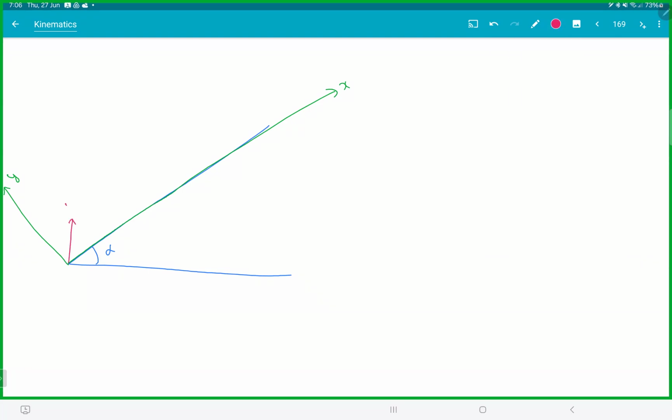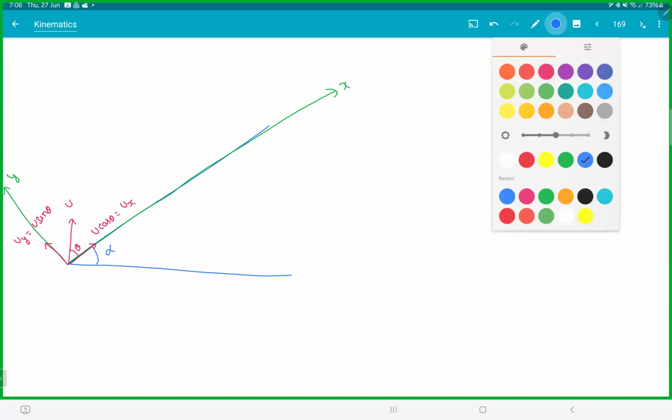And you're projecting with u and theta. So this component would be u cos theta, which will be ux. This component will be uy, which is u sin theta. So we are resolving this into u cos theta and u sin theta. Now, the same way, I can even resolve the gravity into two pieces.